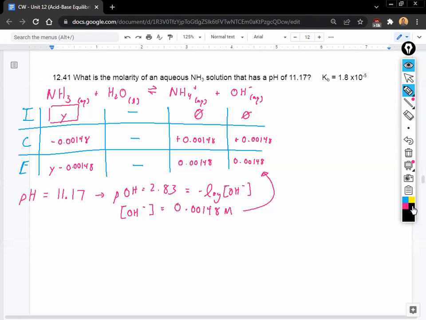And so what we are going to do is use our KB in order to solve for Y. So my KB is equal to 1.8 times 10 to the negative 5. It's equal to 0.00148 squared on the top divided by Y minus 0.00148 on the bottom. Now, if we look at the KB value, it's less than 10 to the negative 4. So we can just ignore the change. So we're going to ignore this right here. And then from there, it's a very simple calculation. We just need to square the top. If I wanted to rearrange this, I would square the top, and then I would just replace the 1.8 on the bottom.